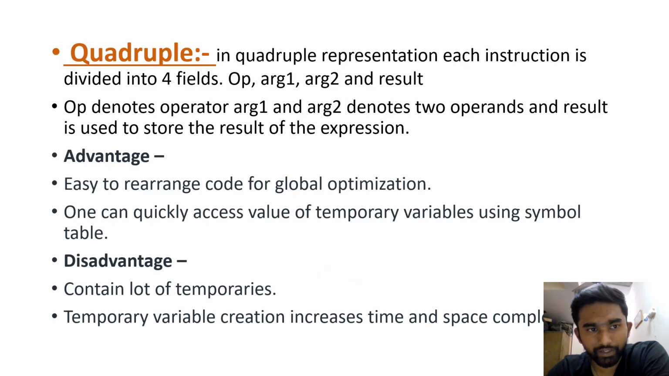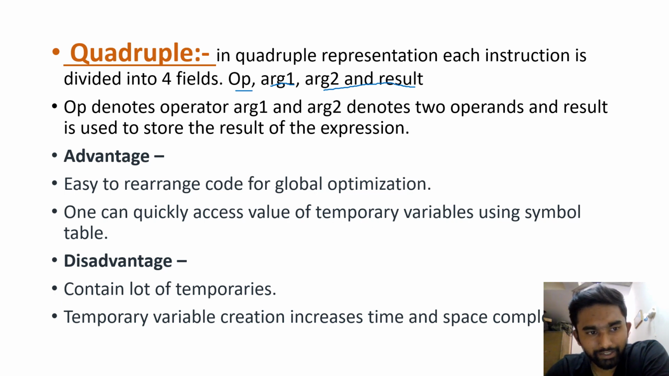So first we will learn about quadruple. In quadruple representation, each instruction is divided into 4 fields: operator, argument 1, argument 2, which are operands, and result.